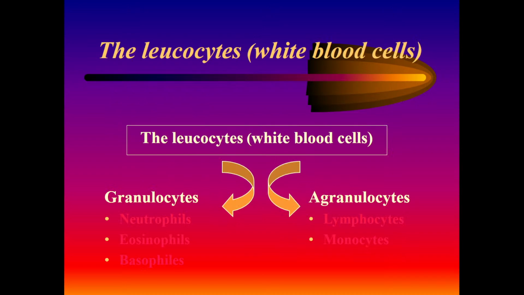The leukocytes, white blood cells, are divided into granulocytes and agranulocytes. Granulocytes include neutrophils, eosinophils, basophils. Agranulocytes include lymphocytes and monocytes.